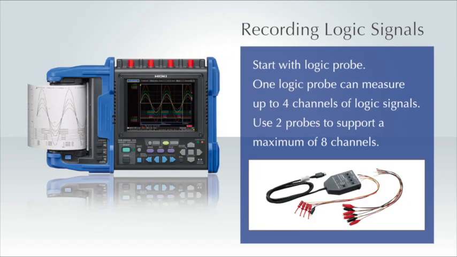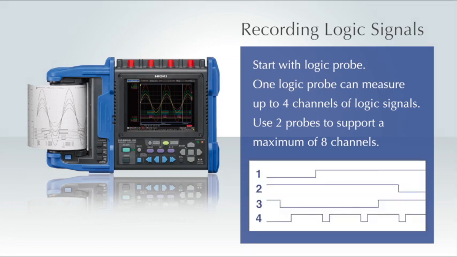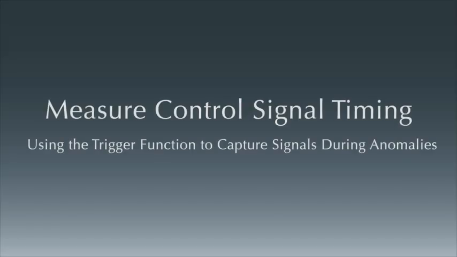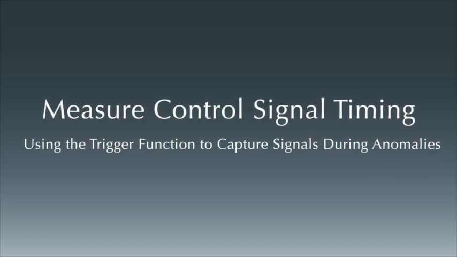By connecting logic probes to the MR8880 memory HiCorder, you can capture up to 8 channels of logic signals. When recording 4 channels of analog signals at the same time, it makes the recorder especially useful for analyzing the timing of control signals.